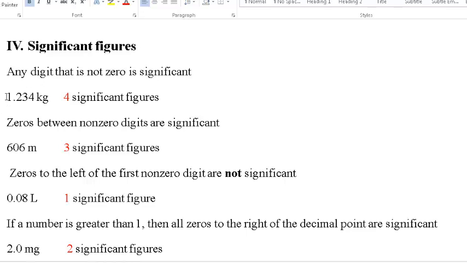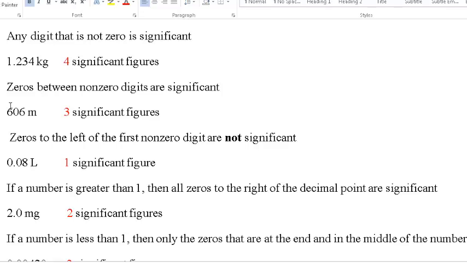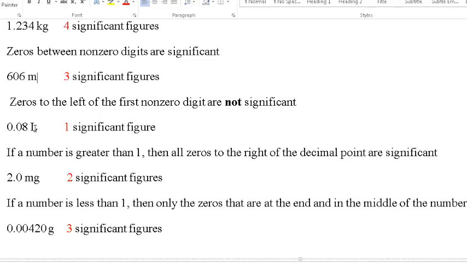If you don't have zeros, just count the digits. Zeros between non-zero digits are significant. So you see that enclosed zero. The enclosed zero over there implies that that zero is significant, so it has 3 sig figs, 3 significant digits. Another point is that zeros to the left of the first non-zero digit are non-significant. So 0.08 liters has one significant figure. This 0 and that 0 to the left of the first real digit are not significant. Right? So make sure you know that rule.